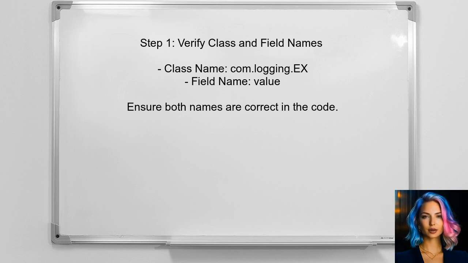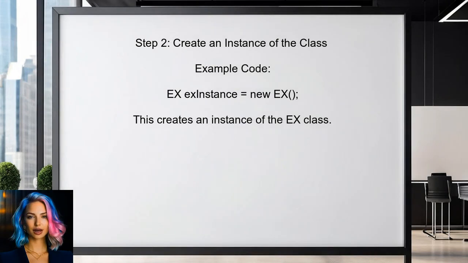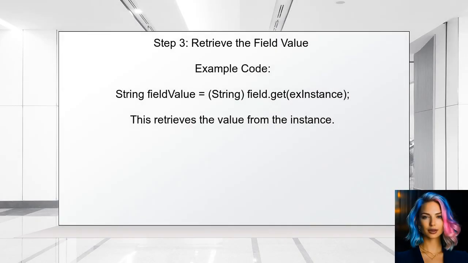The user should first confirm that the class name and field name are accurate. Next, the user should create an instance of the class from which they want to retrieve the field value. This is essential because the field value is tied to a specific object instance. After creating the instance, the user can then retrieve the field value using reflection.